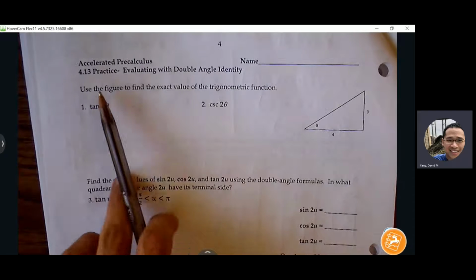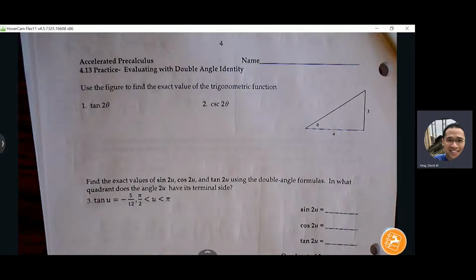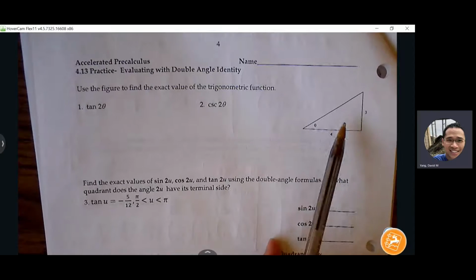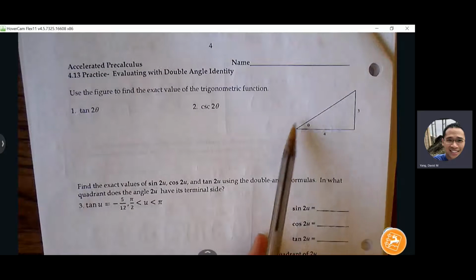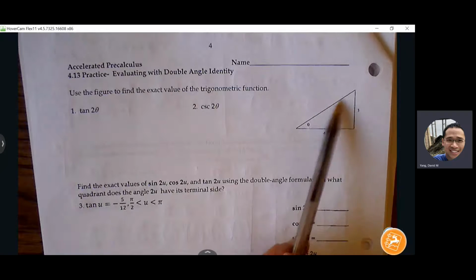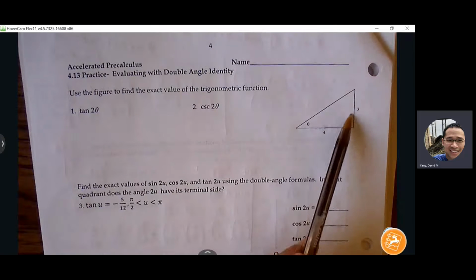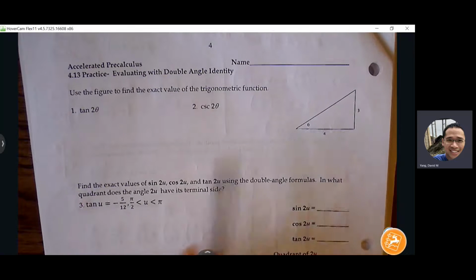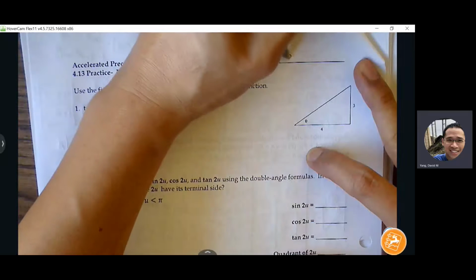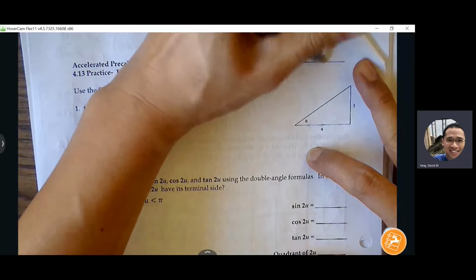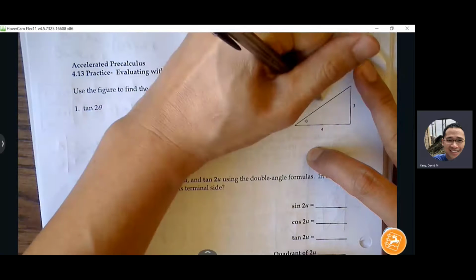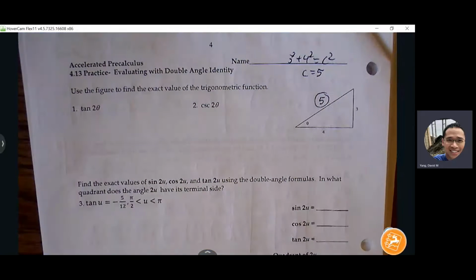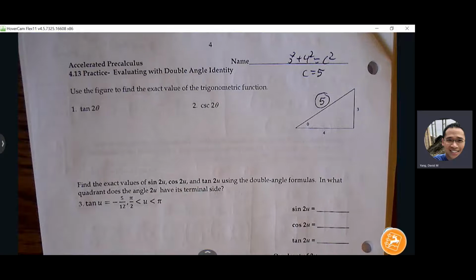Okay, so number 1, it says use the figure to find the exact value of the trig function. We have the triangle filled out mostly for us, but it'd be helpful if we can find the hypotenuse. Pythagorean theorem, a squared plus b squared equals c squared. What's our hypotenuse going to be? 5. Okay. So once you have all 3 sides of the triangle found, then sine of theta, cosine theta, tangent of theta, they're all right there for us to just pull.